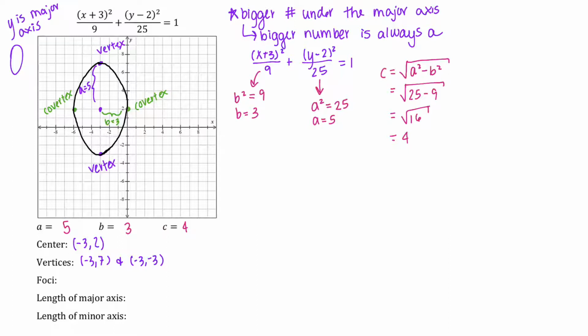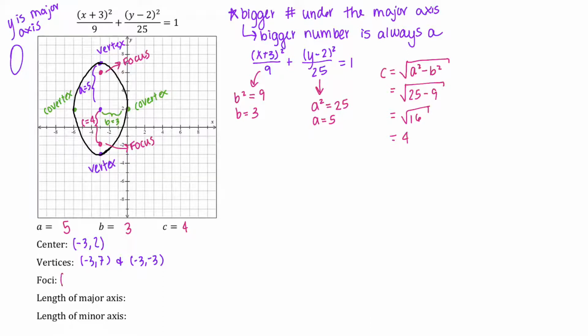So c tells us how far from the center our foci are, and again, they are going to be on the major axis, and y is the major axis. So counting 4 units away from the center, 1, 2, 3, 4, this is going to be a focus. And the same thing right down here. This is the focus. So if I just label this, c is equal to 4. That's the distance from the center to each of the foci.